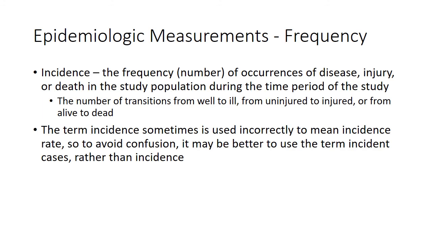We have incidence, which is a type of frequency, and this is going to be the occurrence of disease, injury, or death, or again, whatever your definition is going to be in that study population during the time period of the study. So this would include, like, say, the number of transitions from well to ill, from uninjured to injured, or from alive to dead. This is something that oftentimes gets used incorrectly. Incidence is not going to be the same as incidence rate.